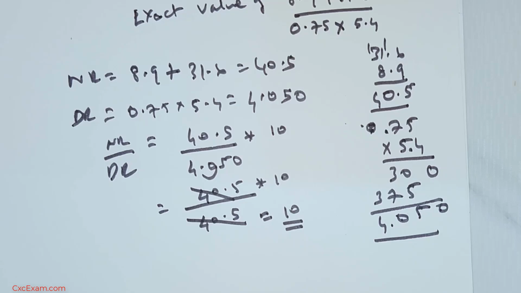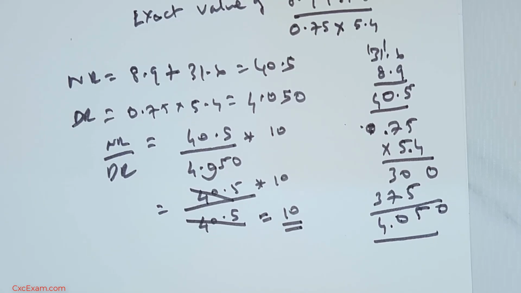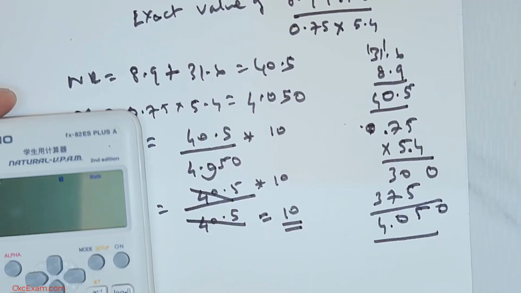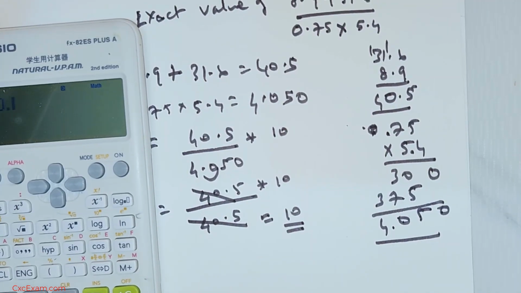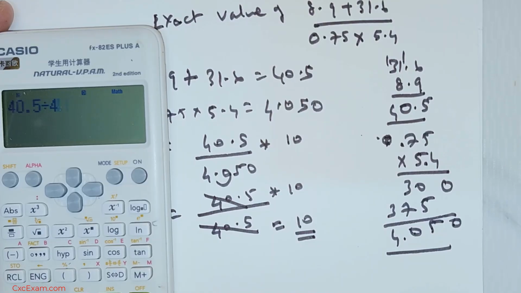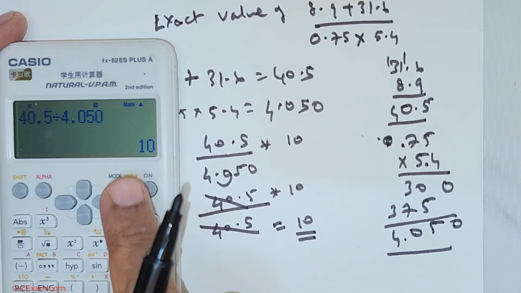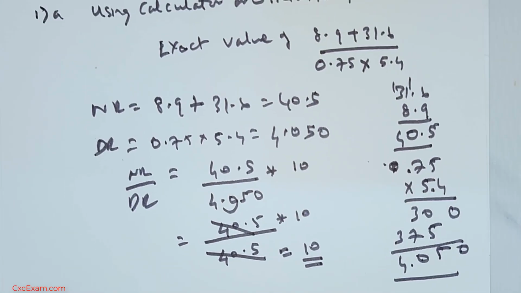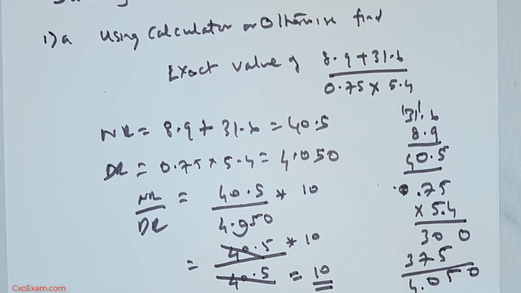Now if you don't want to do it like this, you can very well use your calculator and key in the values. So you have 40.5 divided by 4.050, right? So you get 10. So 10 is what we have got. So that is the solution for the first question.